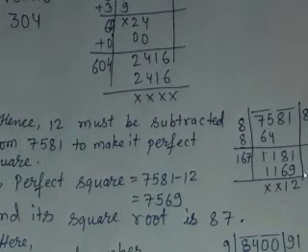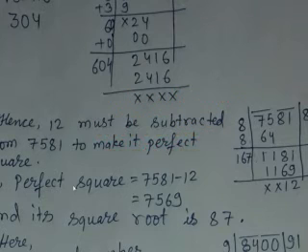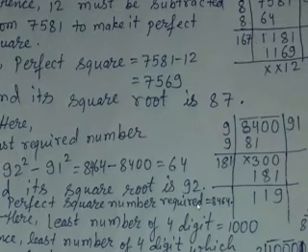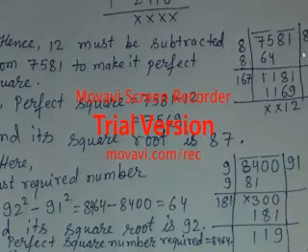So what is the number? 12. 12 must be subtracted to get a perfect square of 87. You can see here it has been written: hence 12 must be subtracted from 7581 to make it a perfect square. So the perfect square is equal to 7581 minus 12, which is equal to 7569. I hope all of you know how to subtract. And you can see, what is the square root? What number is over here? That becomes the square root. So the square root is 87.